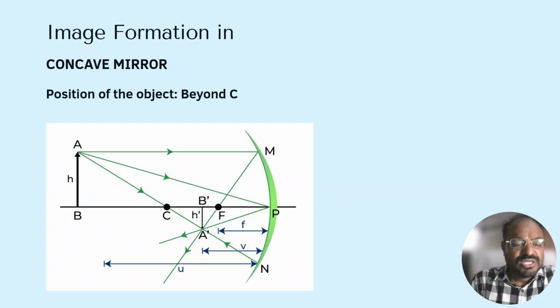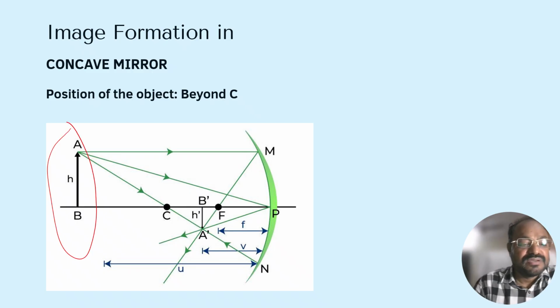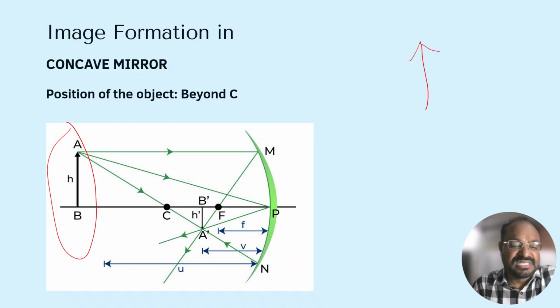As I already told, here we are going to see the position of the image when the object is beyond C. You have to draw the concave mirror and the principal axis. You have to mark the pole P, principal focus F, and C. Then you have to draw the object AB, which shows in the upright position. So the object is positioned beyond C.